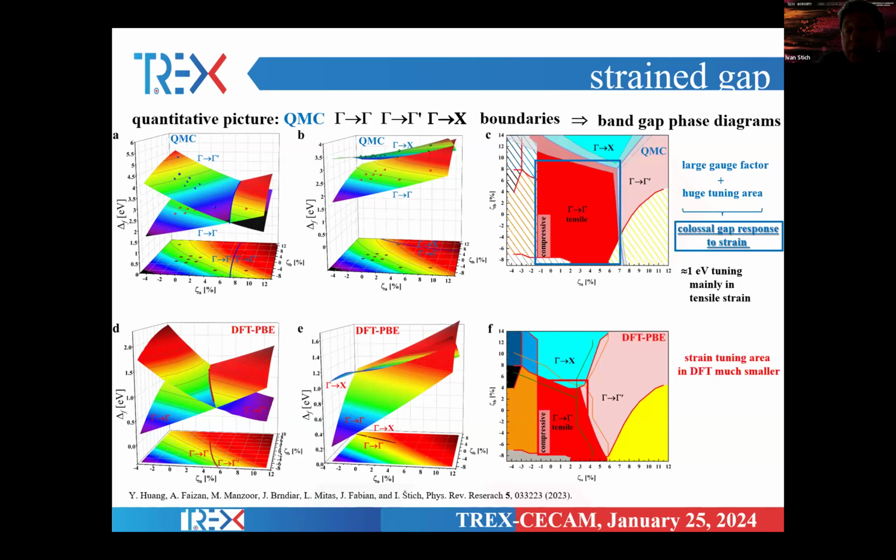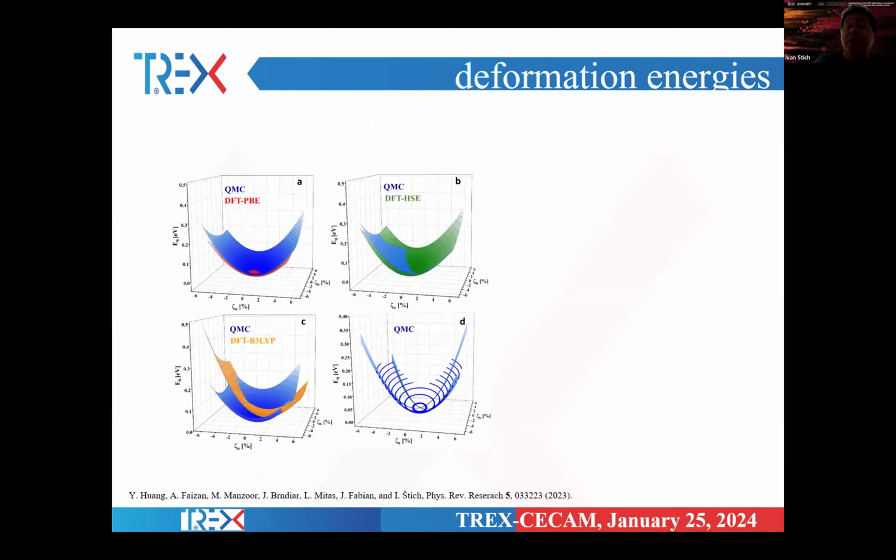Here is the DFT result. So the region is much smaller, about factor 2 smaller. And even if you do other functionals, it won't really change very much, even quantitatively. Okay, now we can calculate the deformation energy.